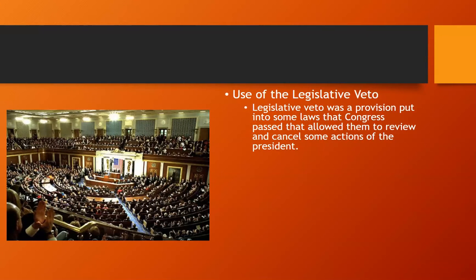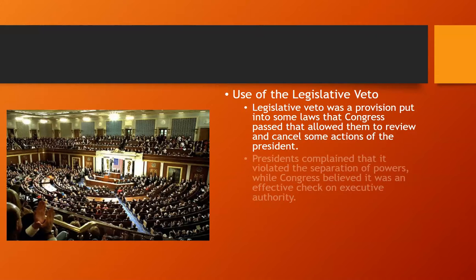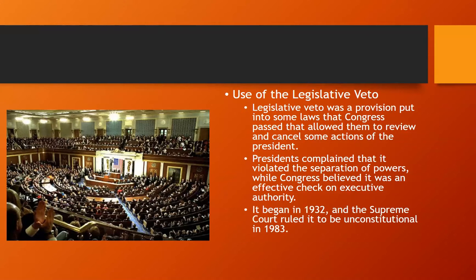As we discussed before, the legislative veto was a provision put into some laws that Congress passed that allowed them to review and cancel some actions of the president. Presidents complained that it violated the separation of powers, while Congress believed it was an effective check on executive authority. It began in 1932, and the Supreme Court ruled it to be unconstitutional in 1983. So it went on for over 50 years.